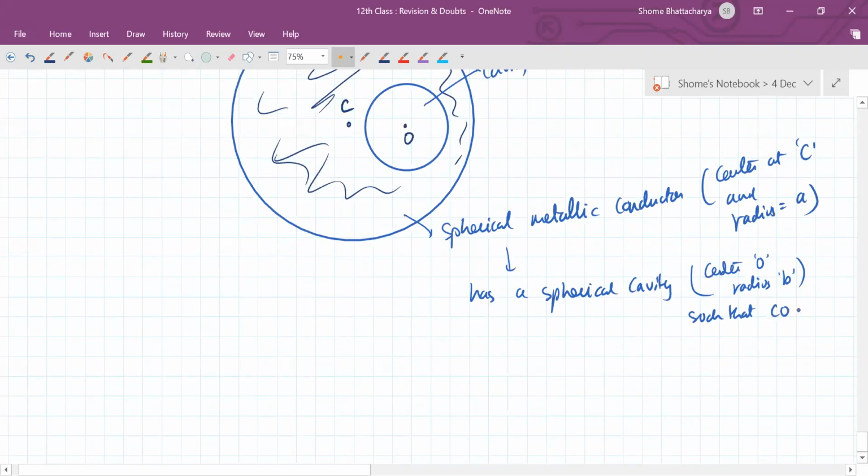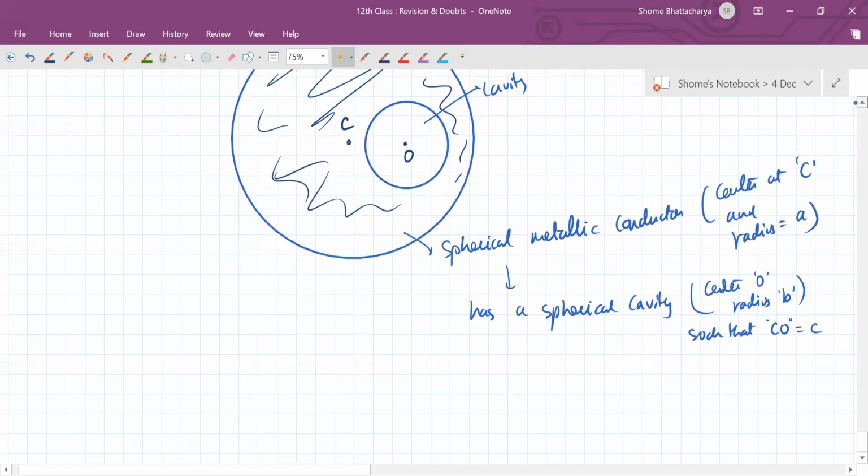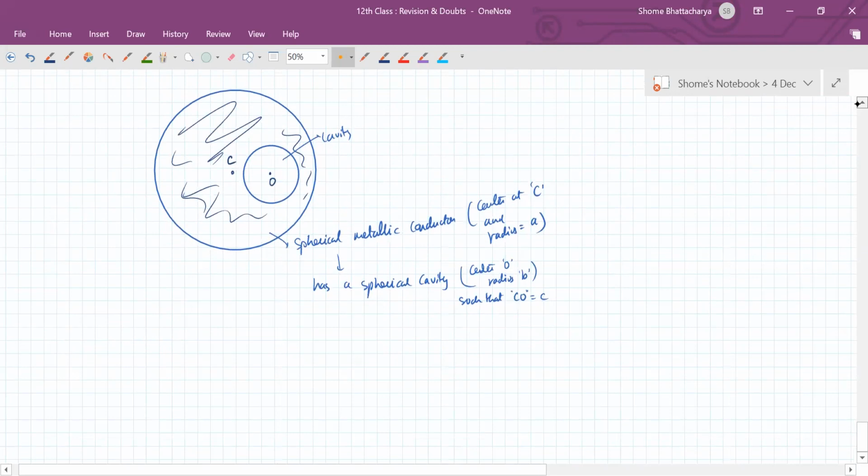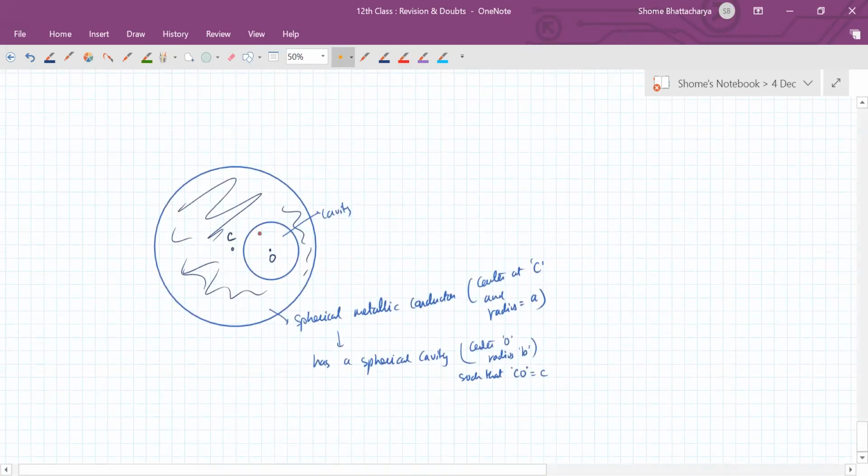CO, this distance, is small c. So this distance here is small c, whereas this radius is A and this radius is B. Okay. So you can see c is greater than B, and A is greater than all of this.